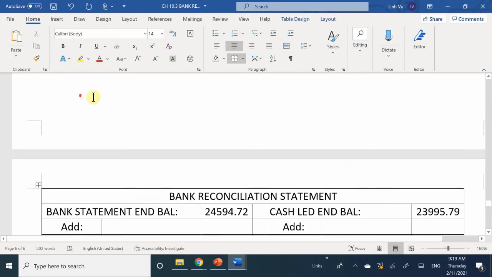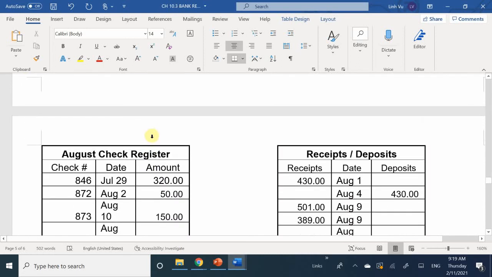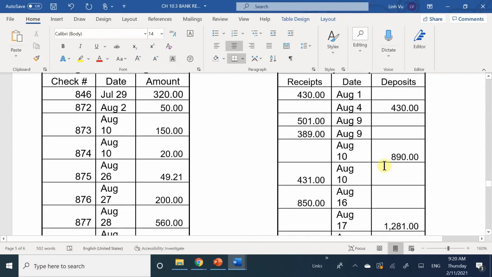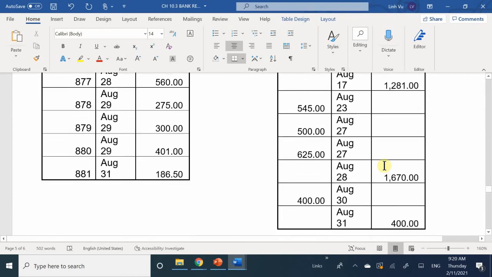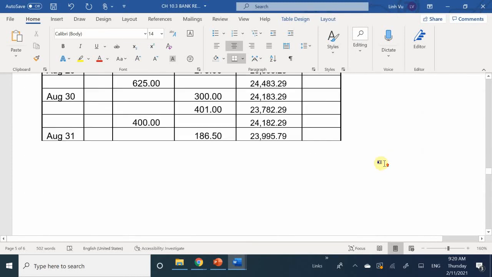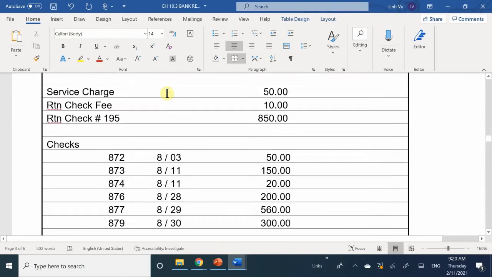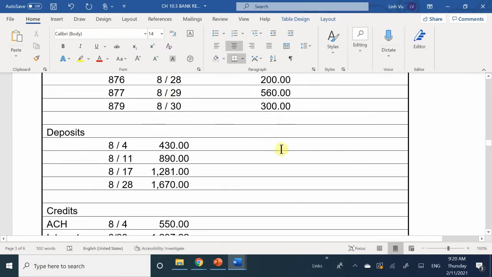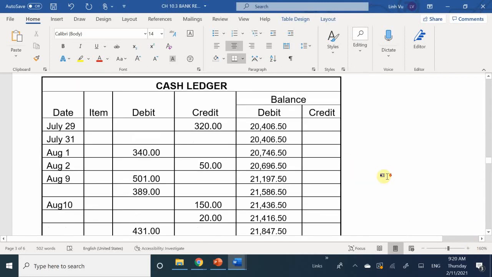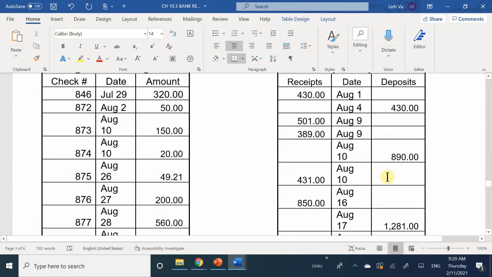Deposits in transit. So let's take a look at my deposits section right here. I have 1, 2, 3, 4, 5 deposits I've made. But in my bank, how many deposits actually cleared? Only 4.